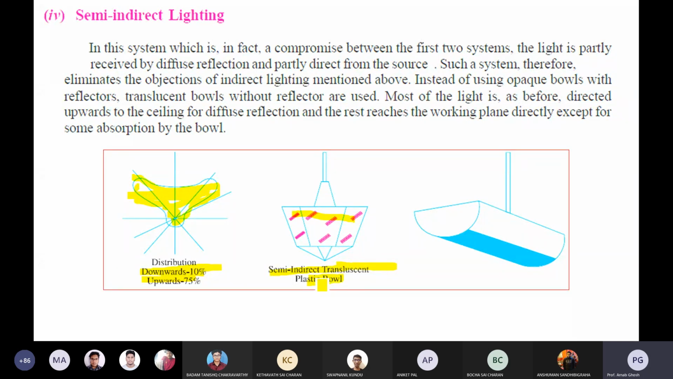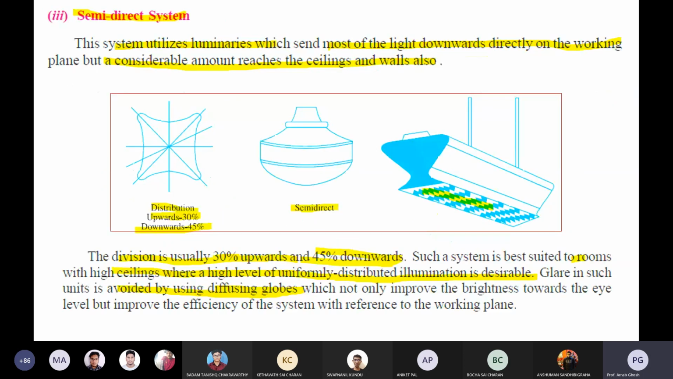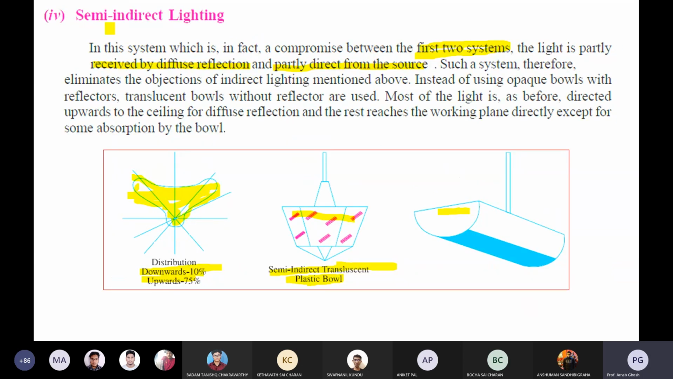That's why it is called that. So plastic bowls are there. This is your fluorescent lamp, it is also semi-indirect. This system is in fact a compromise between the first two systems, direct and indirect. The light is partly received by diffuse reflection, partly direct from the source. So how much percentage varies, based on that you get semi-direct to semi-indirect.